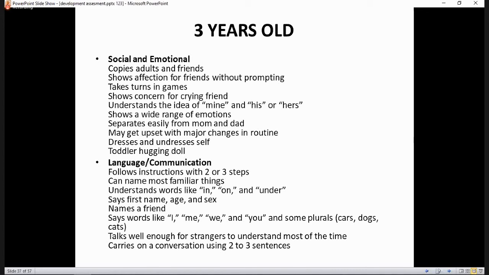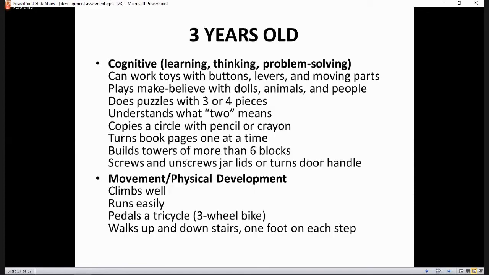Can name most familiar things. Understands words like in, on, under. Says first name, age, and sex. Names friends. Says I, me, we, you, and some plural words also, cars, dogs. Talks well enough for strangers to understand most of the time. Carries a conversation of 2 to 3 sentences. This is what a 3 years old child can do in speech.